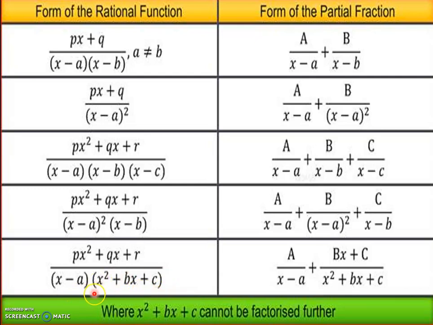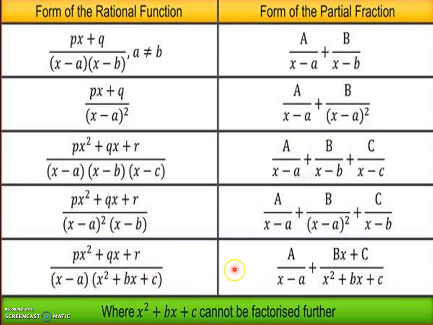Next one, px square plus qx plus r upon (x minus a)(x square plus bx plus c). This quadratic cannot be factorized further. Then we have to apply capital A upon x minus a plus (bx plus c) upon (x square plus bx plus c). X square plus bx plus c cannot be factorized means it has no real root or factor. Then it is applicable there. In today's lecture we have to focus on converting these forms of rational function into partial fractions.